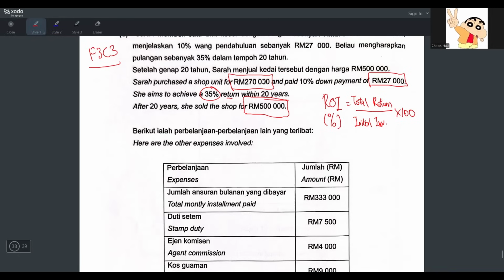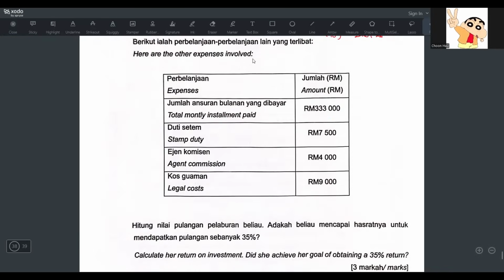All right, she hasn't spent all this yet. She only spent the down payment, 27,000. That means you have to take this one minus this one. Don't take this. So the return here is 500,000 minus 27,000. And then what else? Here are all the other expenses. So all of these have to be minused, because these are all expenses: stamp duty, commission, legal costs, monthly installment paid. Yeah, these are all the expenses.